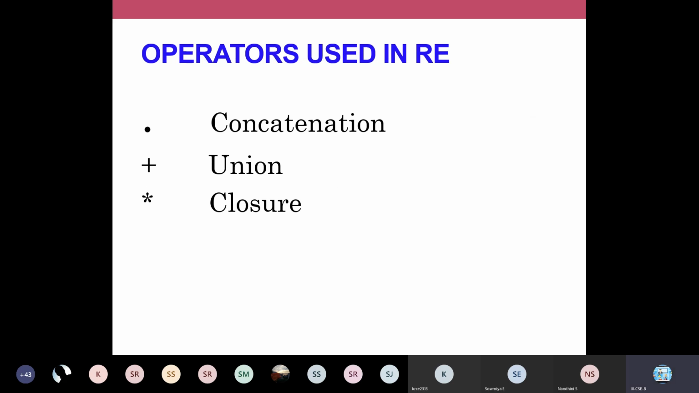These are the three operators used in a regular expression: dot, plus, and star. Just like in normal usage of arithmetic operators, there we follow something called precedence of operators. The same is applicable in regular expressions also. We follow the precedence. You just write this down.